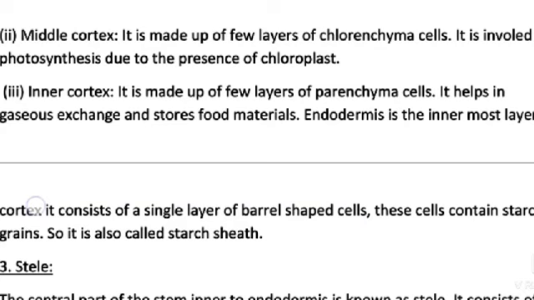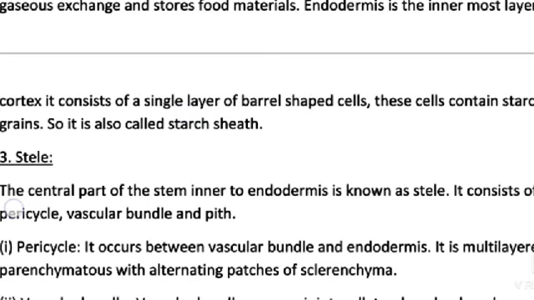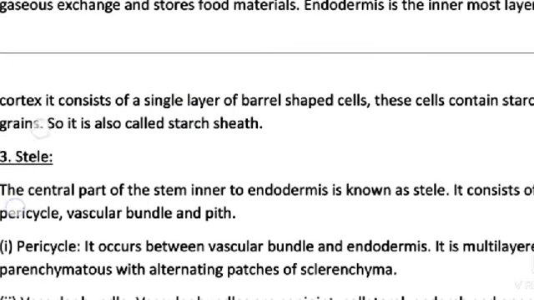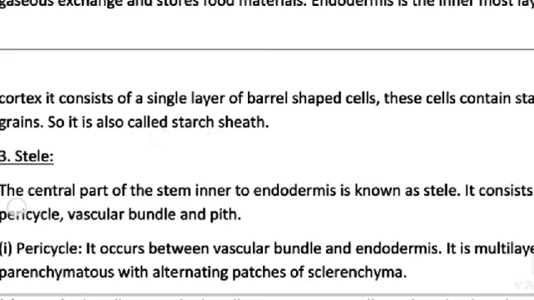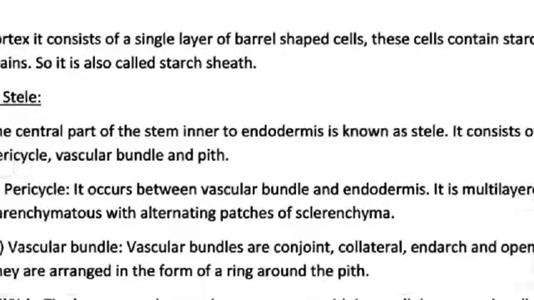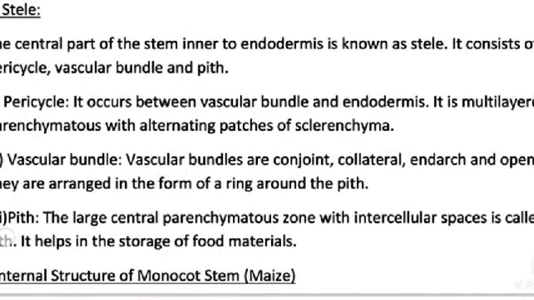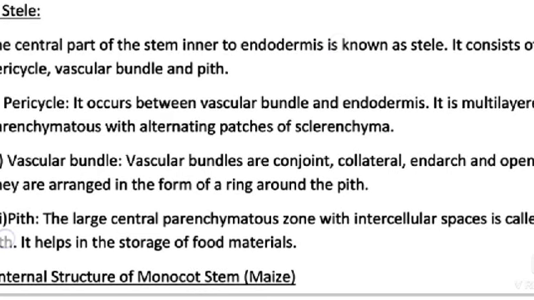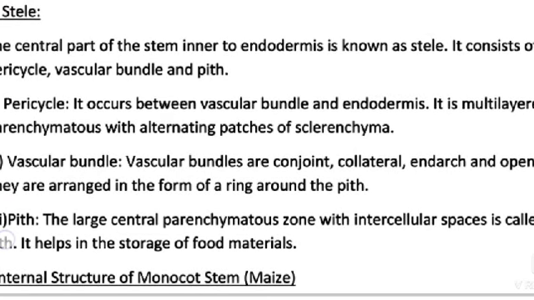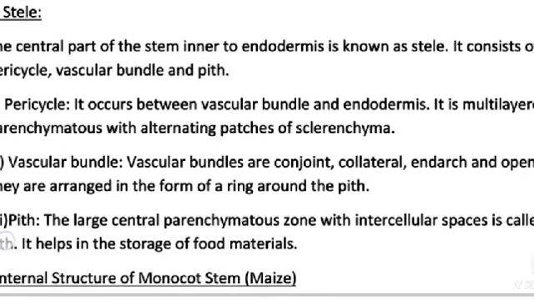Endodermis is the innermost layer of cortex. It consists of a single layer of barrel-shaped cells. These cells contain starch grains, so it is also called starch sheath. Stele. The central part of the stem, inner to endodermis, is known as stele. It consists of pericycle, vascular bundle and pith.